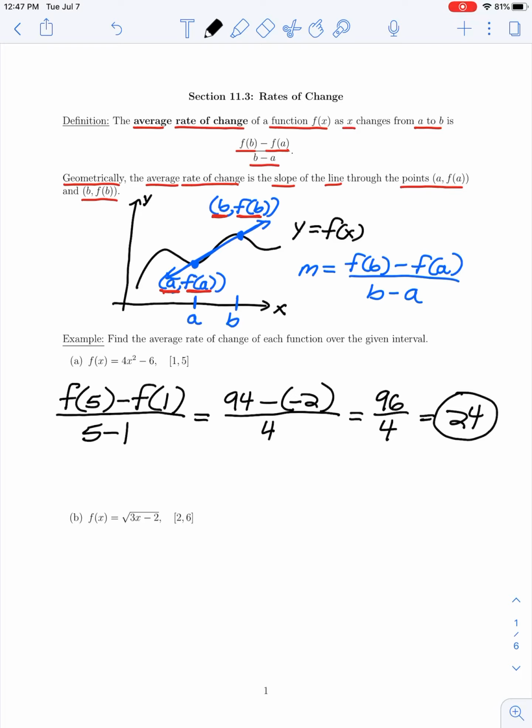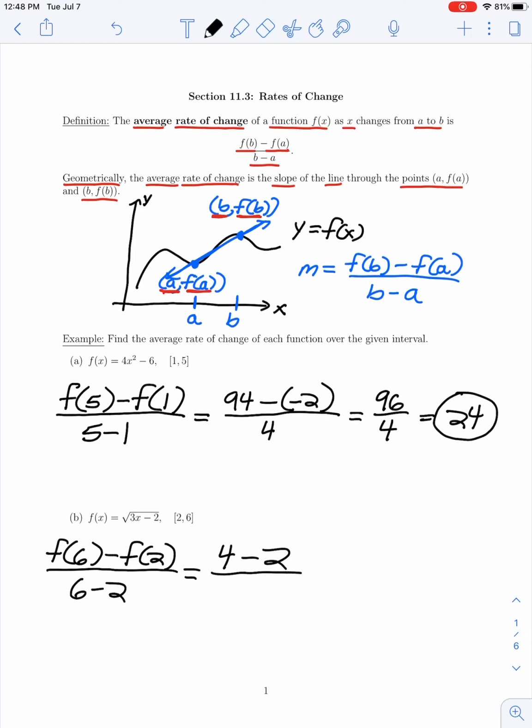So let's look at part B. Part B, we have f of x is the square root of 3x minus 2 on the interval from 2 to 6. So our average rate of change, by definition, is f of 6 minus f of 2 divided by 6 minus 2. So evaluating our function at x equals 6, we would have the square root of 18 minus 2, or the square root of 16, which is 4, minus the square root of 6 minus 2, or root 4, which gives us 2.